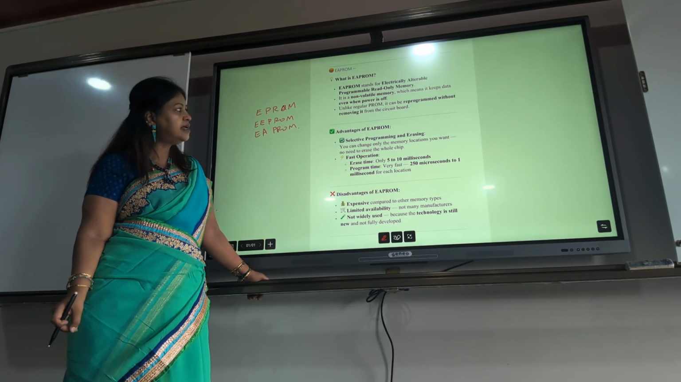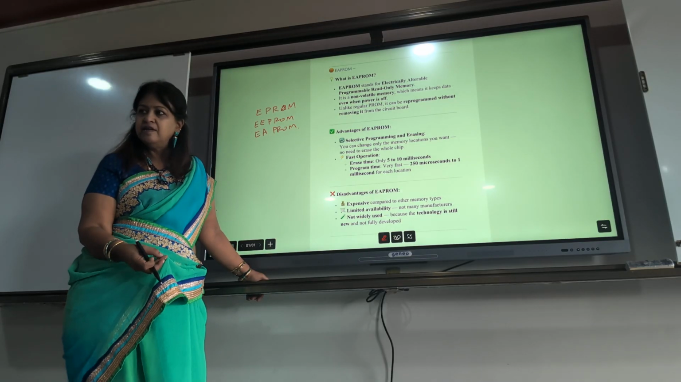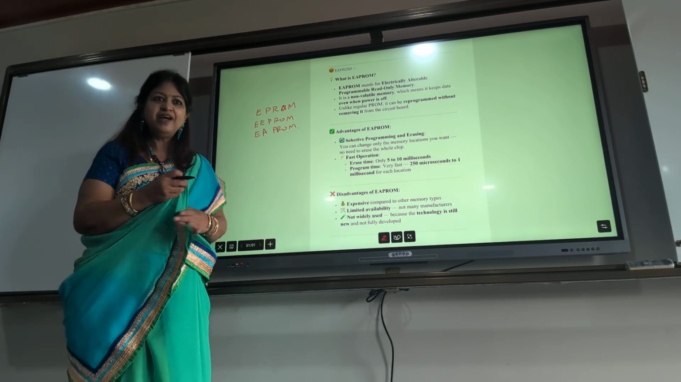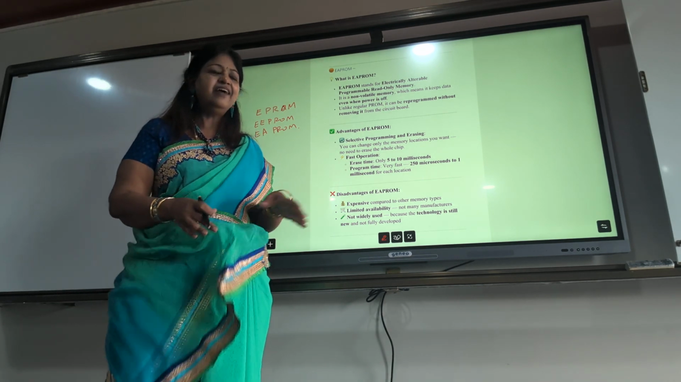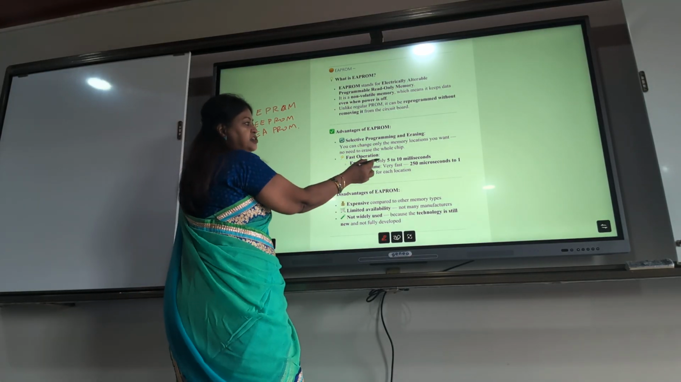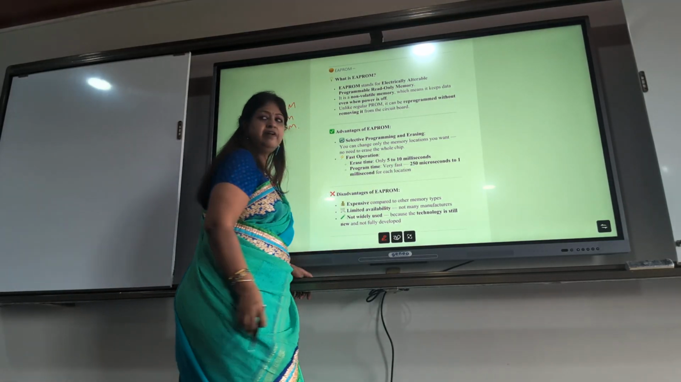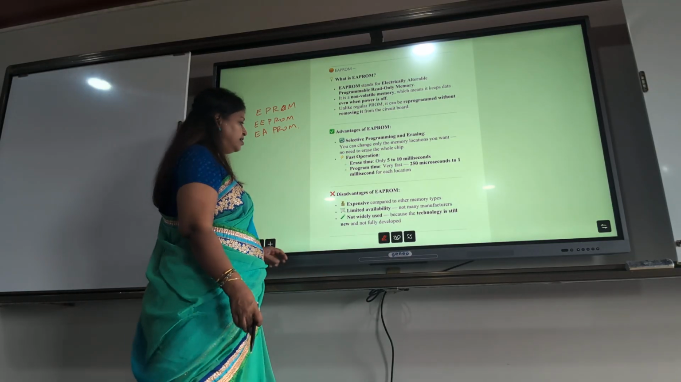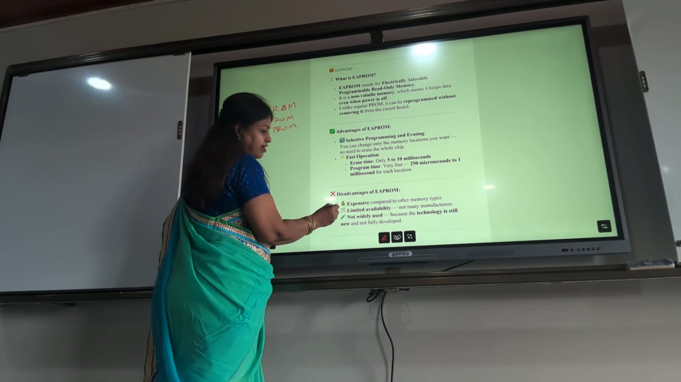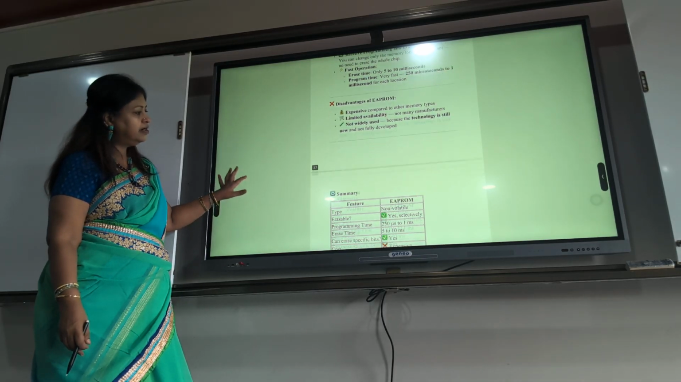Then the advantages: selective programming and erasing. Whichever portion you want. If some oil falls on one side, I don't want to wash everything; you use only that area and wash it. Wherever you want, you can change that particular area. Fast operation: average time is only 5 to 10 milliseconds, and programming time is also very fast, in microseconds. Disadvantages again: there are advantages, so disadvantages will be there. It is expensive, has limited availability, and is not widely used.